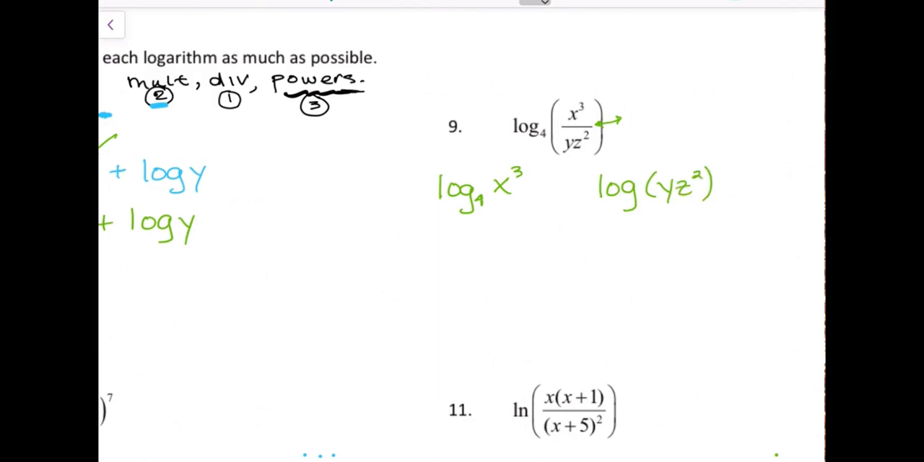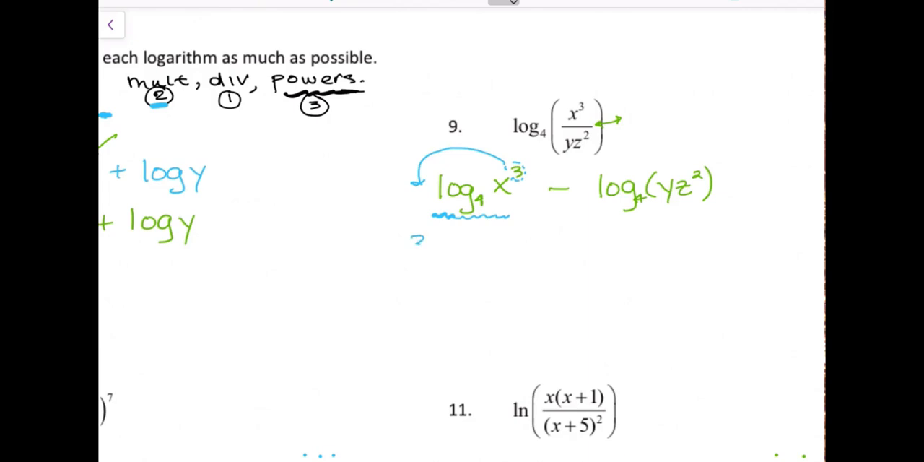is my other argument. And then I just have to remember that when I split an argument at a division sign, the operation between those two logarithms is subtraction. And I lost my base over here. This was base 4. Okay, now the next thing I want to do is look for any multiplication symbols and powers. So notice in this first logarithm, I don't have any multiplication, but I do have a power. So I can go ahead and pull that power out in front.